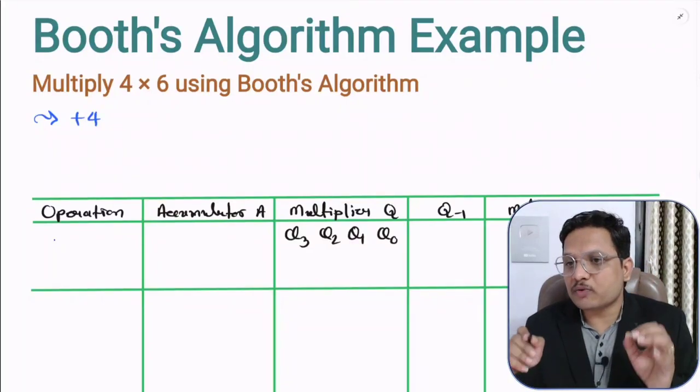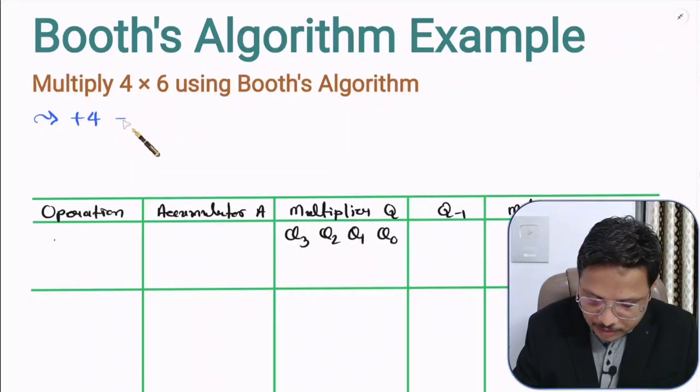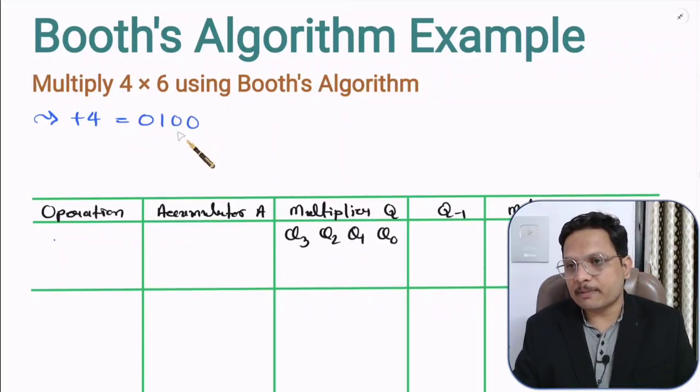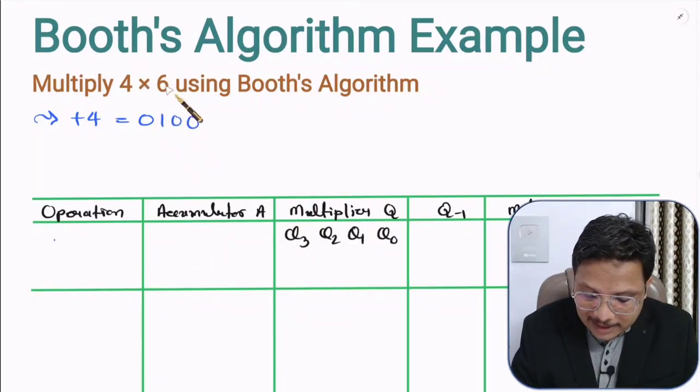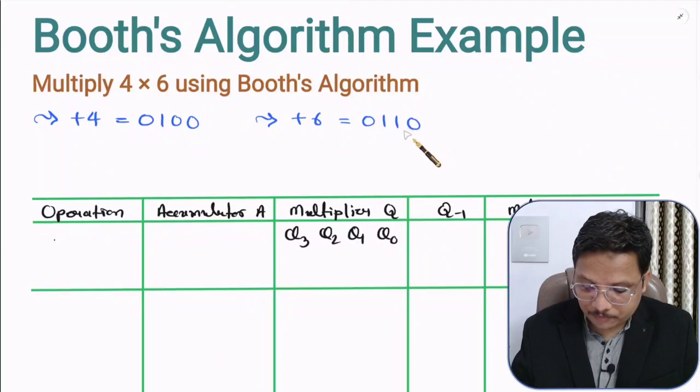With respect to sign, I need to represent the data. Remember this. Plus 4: 0 is the sign of plus, and 4 is the value, 1, 0, 0. That is how I represent plus 4. Now the multiplicand, plus 6. Plus is 0, and 6 means 1, 1, 0.